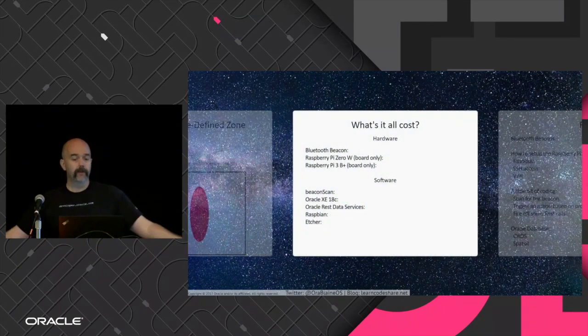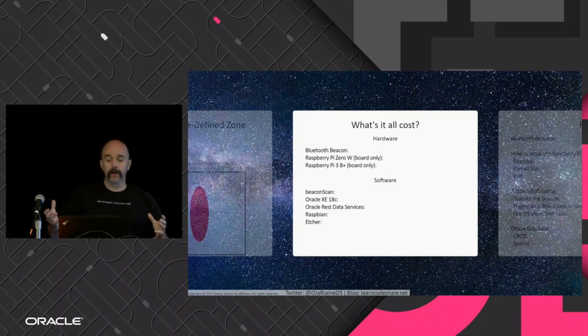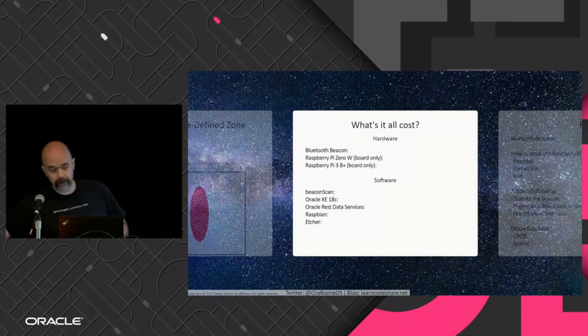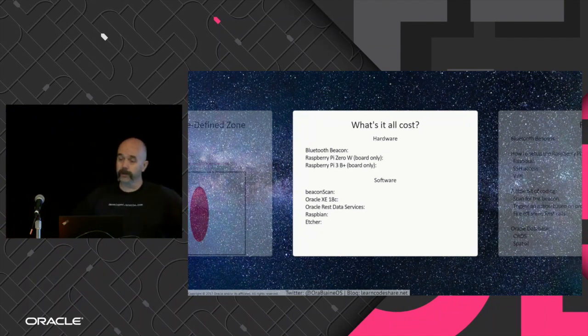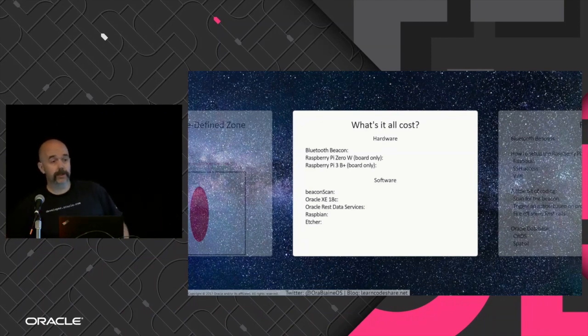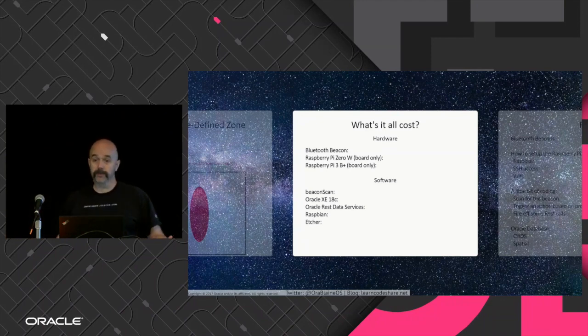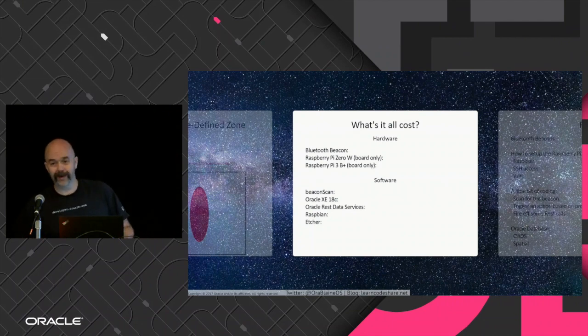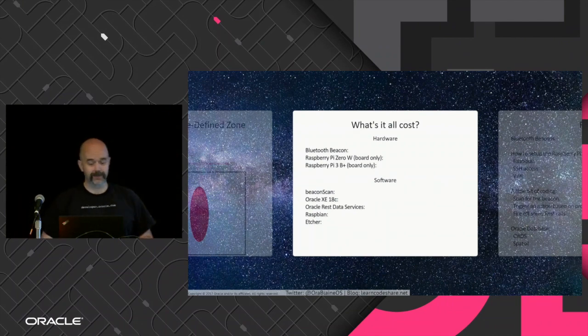All right, so what's this all cost? The hardware is a Bluetooth beacon, Raspberry Pi, and 2 Raspberry Pi Zeros. The software, on the other hand, is an Oracle database, Oracle REST Data Services, Raspbian, and Etcher. So raise your hand if you think the hardware costs more. All right, got a couple. Everybody thinks the software costs more. All right, so what's that?